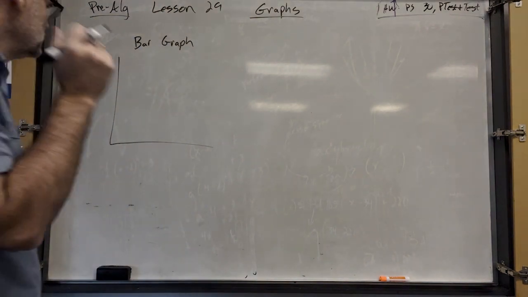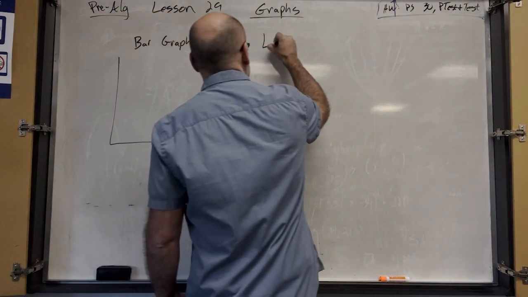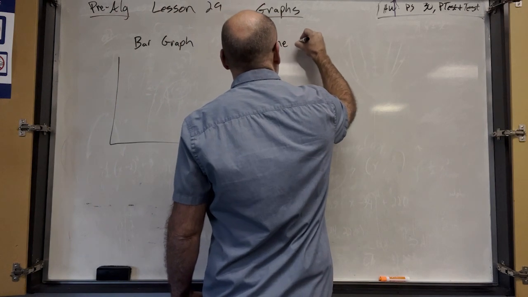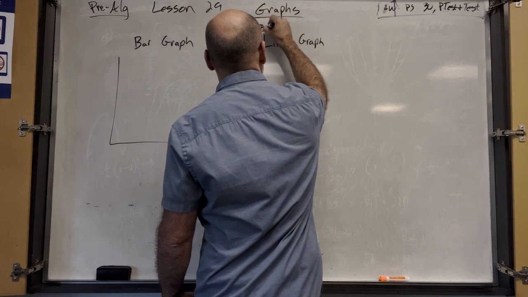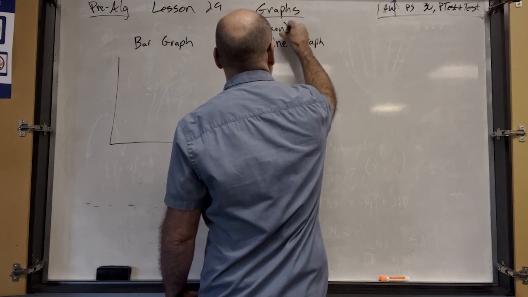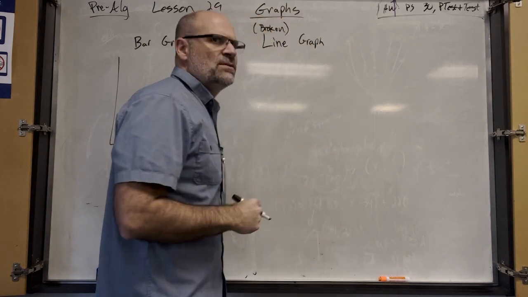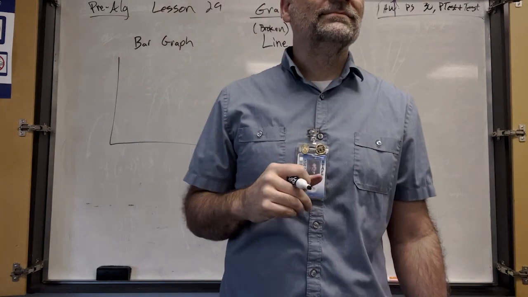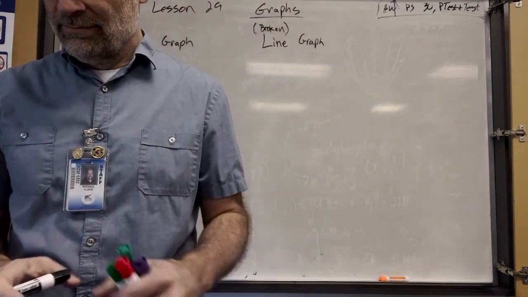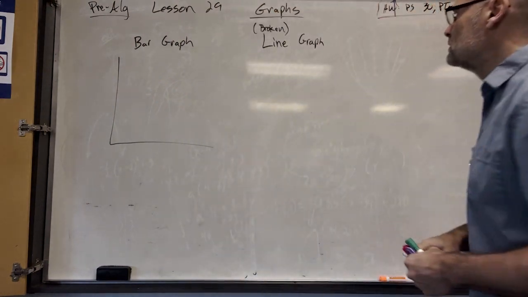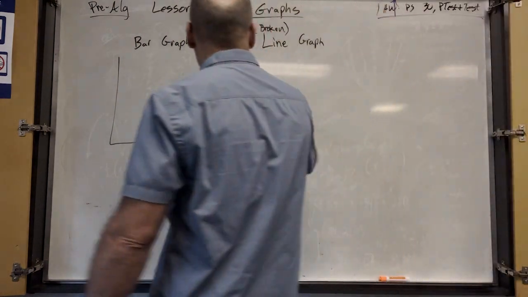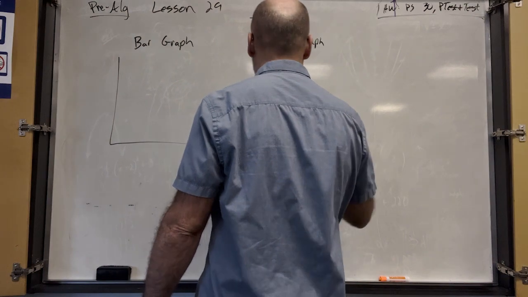A line graph. Okay, and you can say line graph or a broken line graph, and we'll talk about what that means in a second. And then what's the third one? Box graph. So a line graph and a bar graph look very similar.